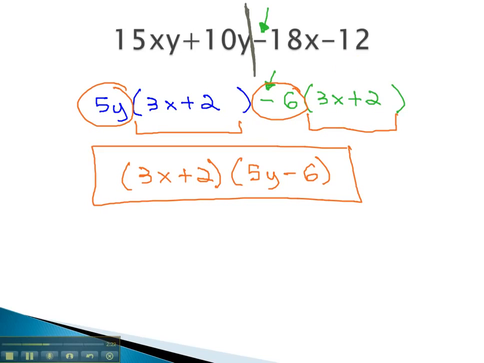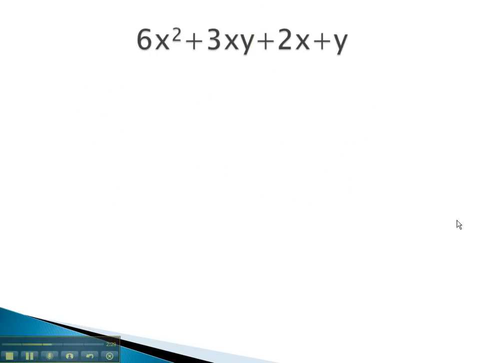Let's try another problem where we're able to factor it into two binomials by using grouping on each side. Again, to group, we will split the problem right after the second term, before the next sign. On this problem, on the left, we see we have a common factor of 3x. When we factor out the 3x, we're left with 2x plus y.